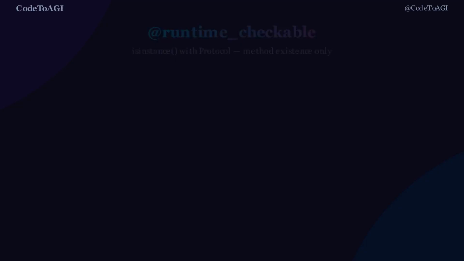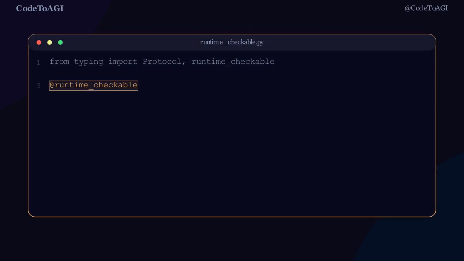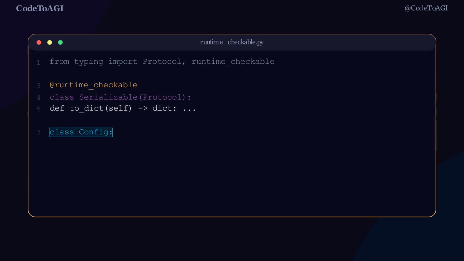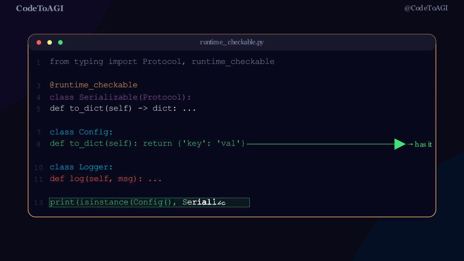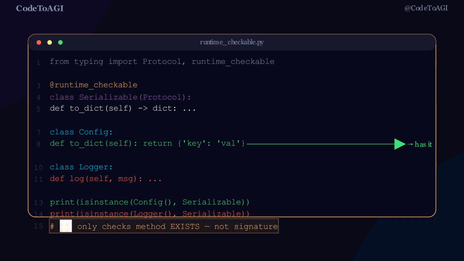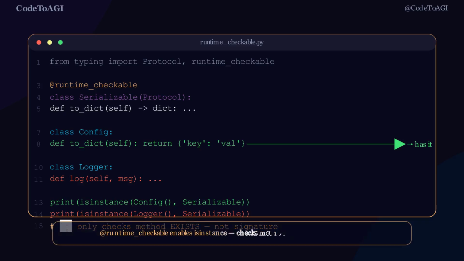Protocol does not support isinstance checks by default. To enable them, decorate your protocol with @runtime_checkable. Look at the code. We import runtime_checkable from typing. We define a Serializable protocol with a to_dict method. We add the @runtime_checkable decorator. Now isinstance of some object and Serializable works at runtime.